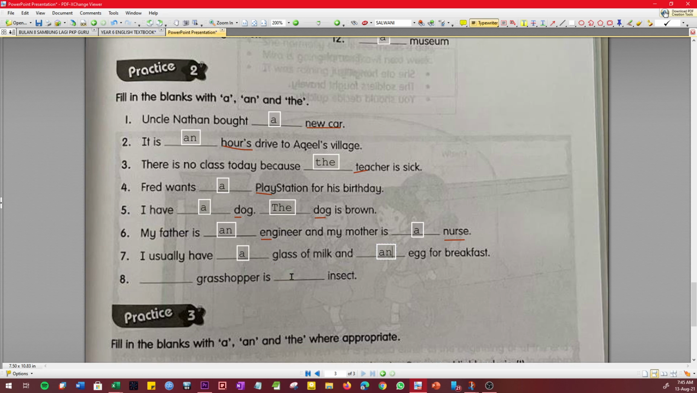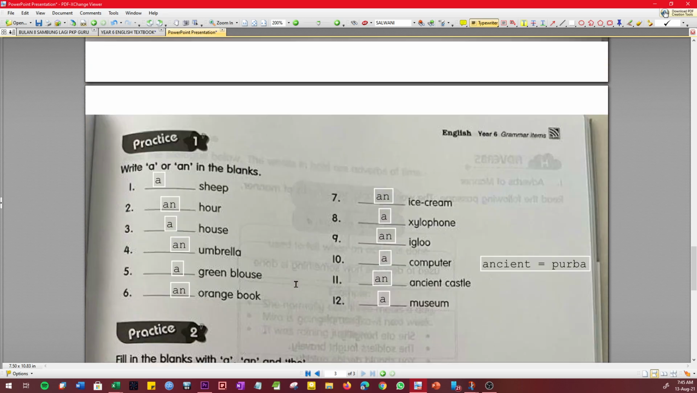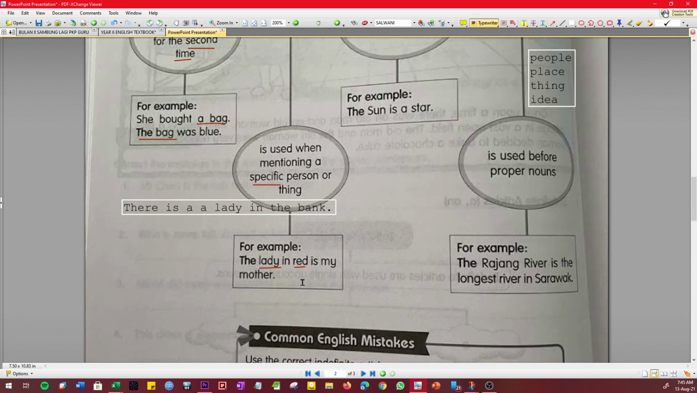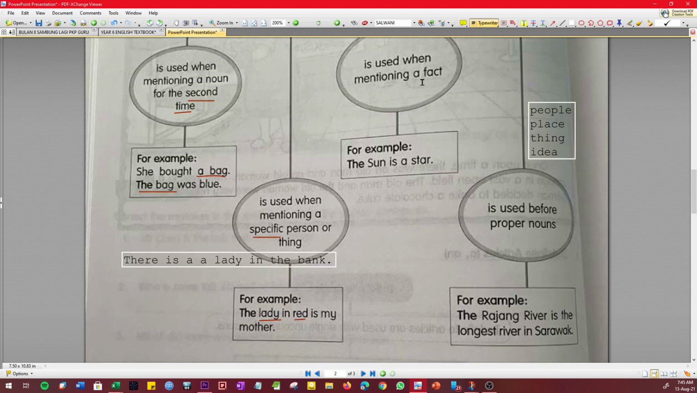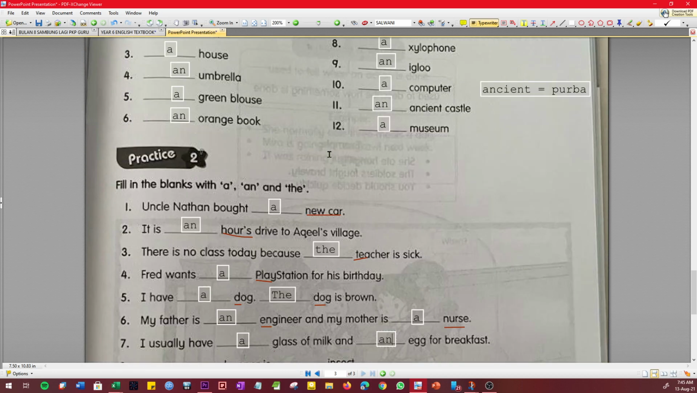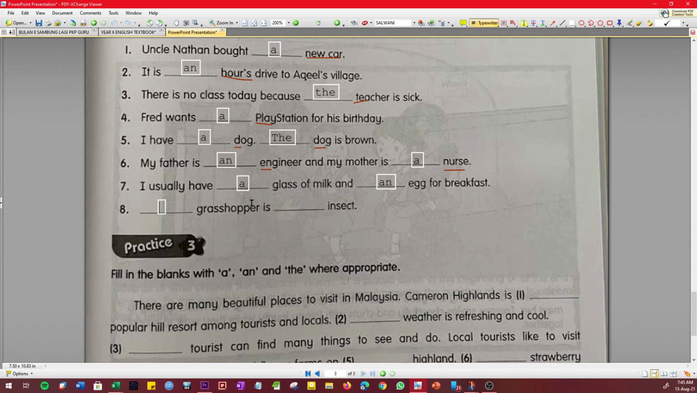So, and grasshopper. So, insect. Ini dalam kategori apa ni? Aturan apa? Aturannya adalah when mentioning a fact, fakta, right? So the grasshopper is an insect. Eh?